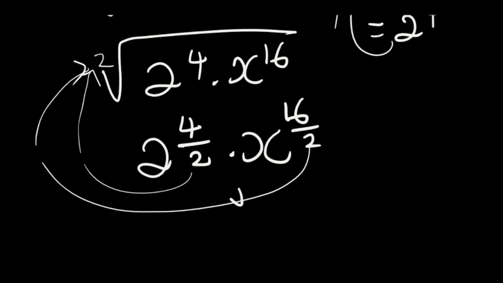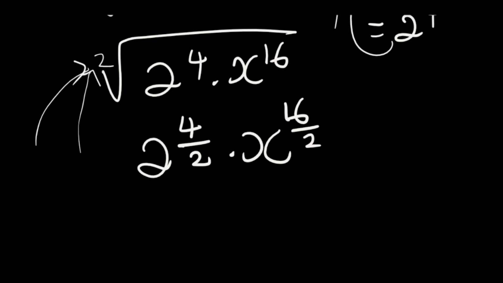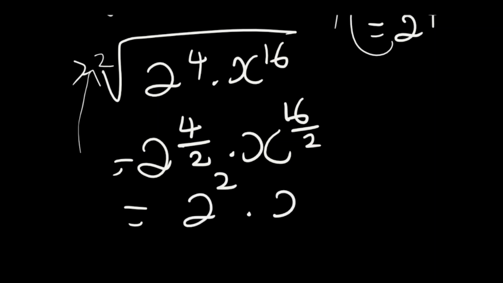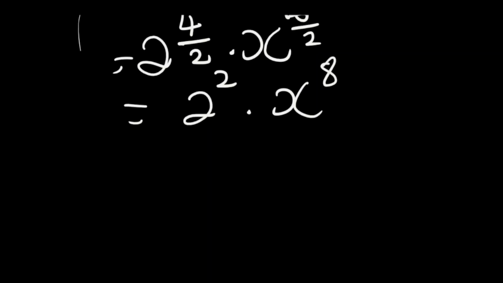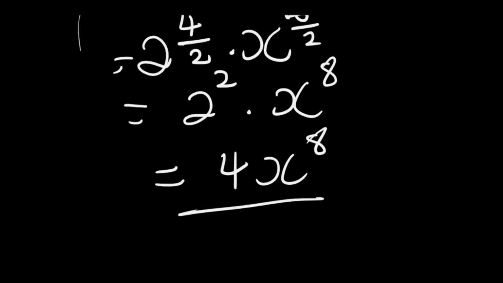So yeah, that's how we simplify this one here, and then we're just going to say equals to 2 to the power of 4 divided by 2 is 2 multiplied by x to the power of 16 divided by 2 is 8, right? So it's 2 to the power of 2, x to the power of 8, which is 4x to the power of 8. So this is the solution for this problem here.